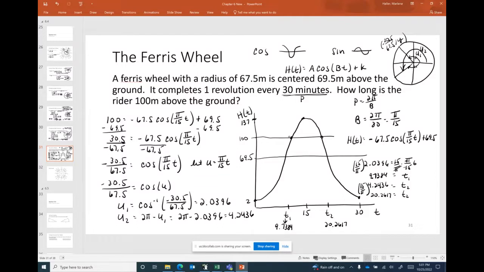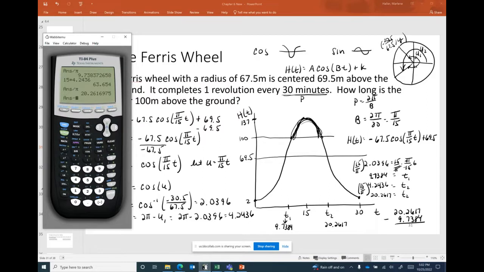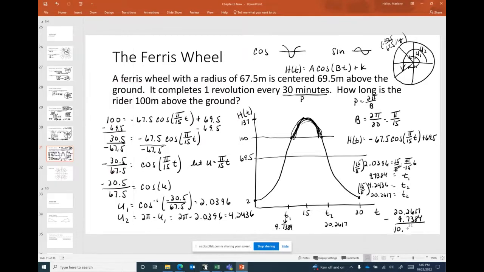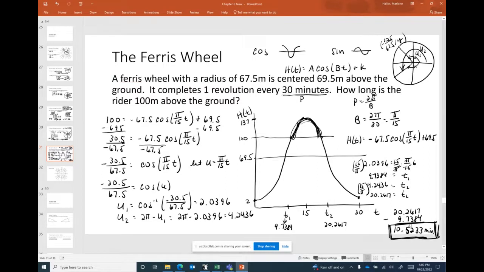How long was the rider above 100 feet? So how long are we on this part of the curve? Well, that's going to be 20.2617 minus 9.7384, which is 10.5233, or minutes, sorry, 10.5233 minutes. I keep wanting that to be seconds, but it's minutes. Wow, so there we have it. The rider was above 100 feet about 10.5 minutes. All right, this ends the lecture for section 6.4, trig equations.